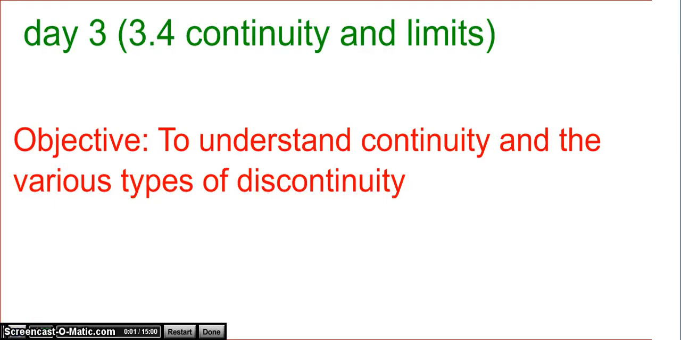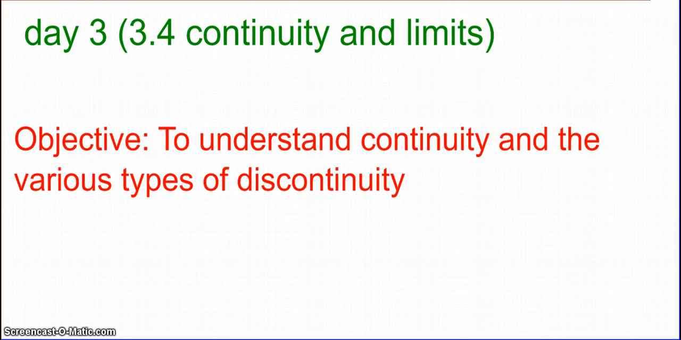Alright, so today we're going to move on to section 3.4, and we're going to be talking about continuity and limits. We want to understand when something is continuous versus discontinuous, and what types of discontinuities we have. I know I've used the phrase continuity as we've been talking about limits already. For instance, polynomials are continuous everywhere. Rational functions are continuous everywhere except for holes and vertical asymptotes.